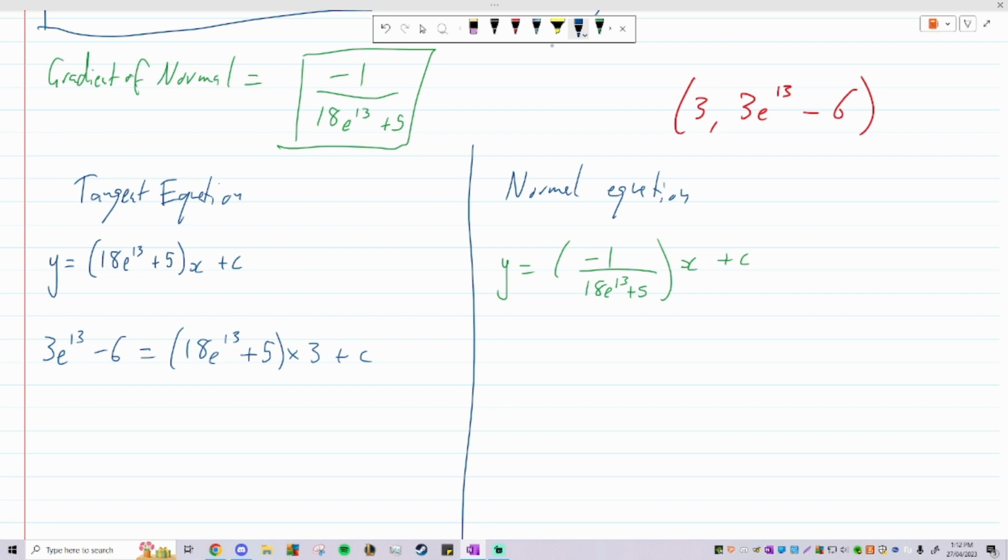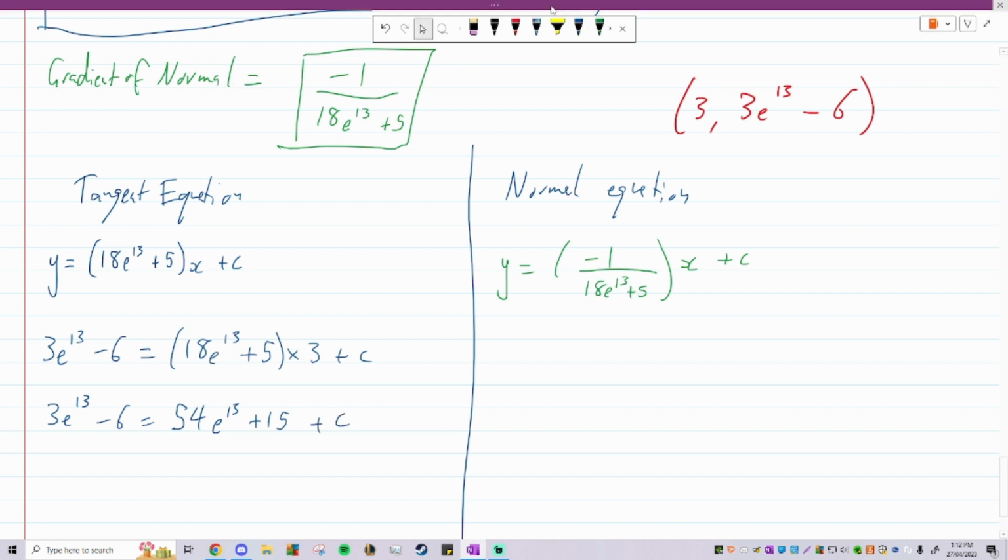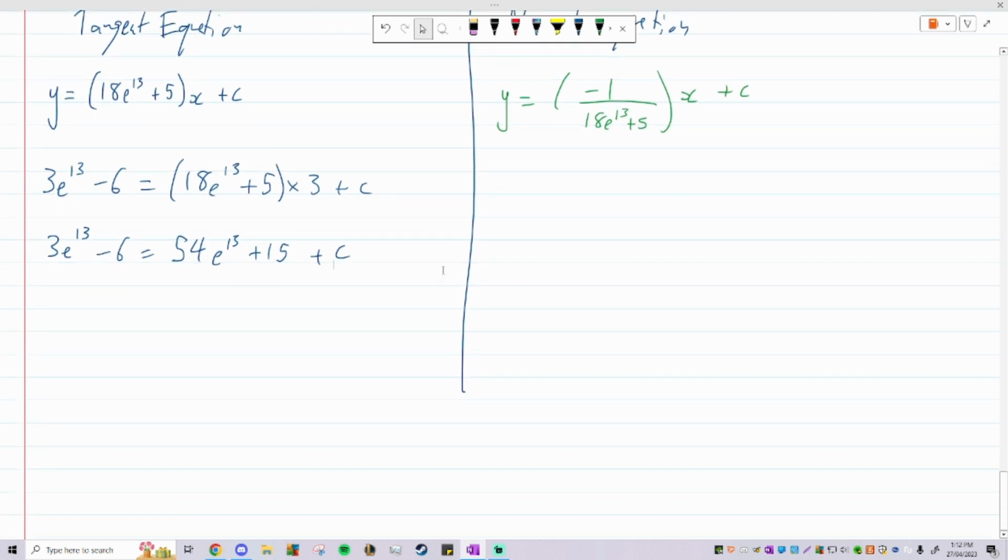Okay, let's try work this out. Left hand side doesn't change. Expand that 3 in, so 18 times 3, 36, 40, 54, e to the 13. I much prefer being at school where you guys can actually tell me 18 times 3. It hurts my head a lot less than me trying to work it out myself. Right, now I'm going to take the 54 e to the 13 and the 15 over. So I get negative 51 e to the 13 minus 21 equals c.